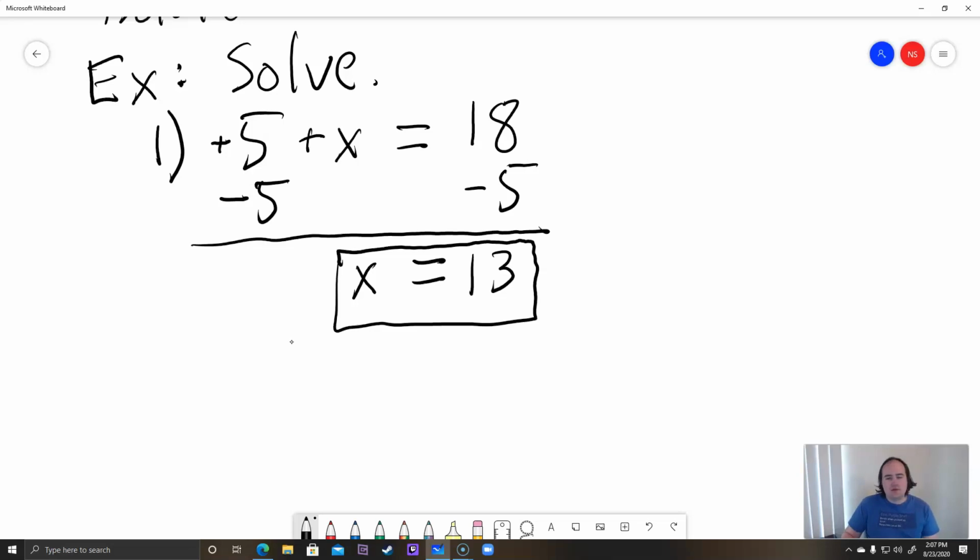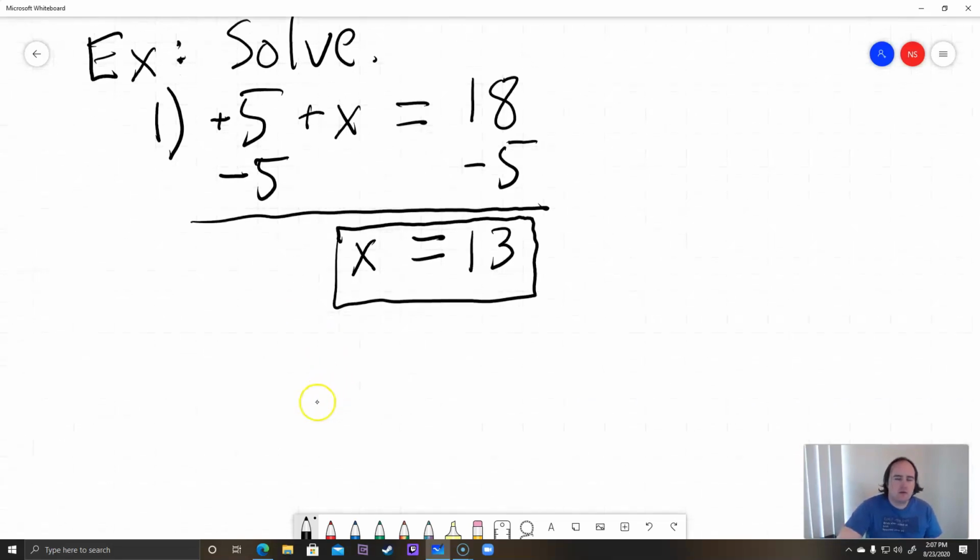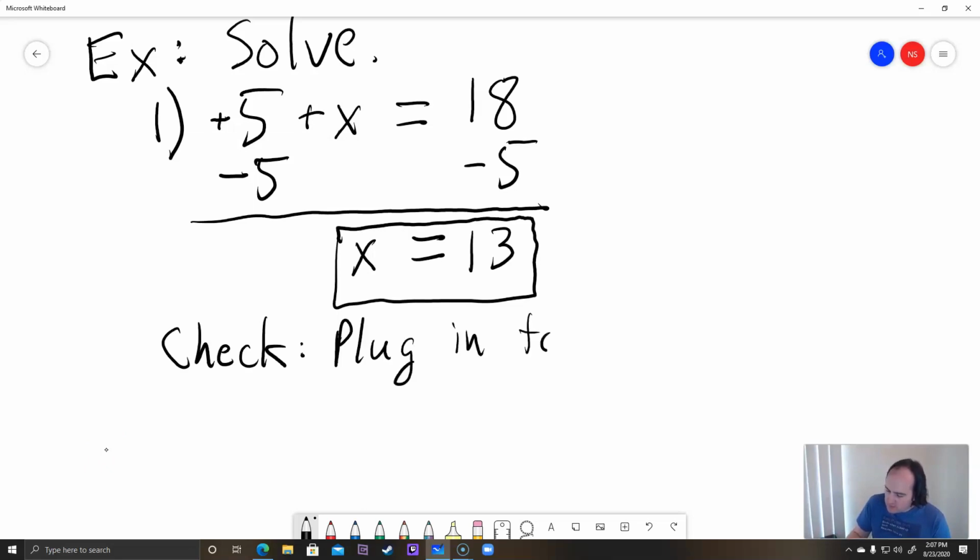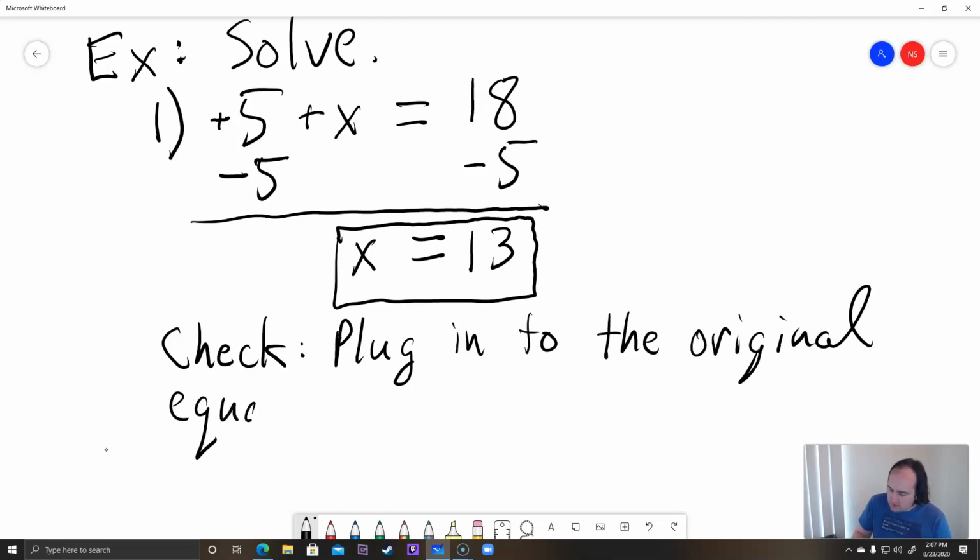And it's up to you whether you want to check these. Most people don't bother to check them. And I'll do a couple examples where I check, but I won't be checking on most of them. But if you do want to check, how do you do it? Well, to check, basically what that means is you plug in to the original equation. And you need to see if it's true. If it gives you a true equation, then it's a solution, otherwise it's not.